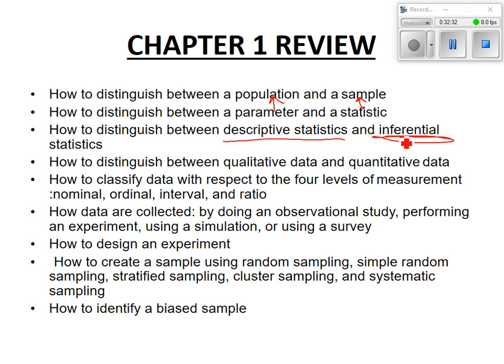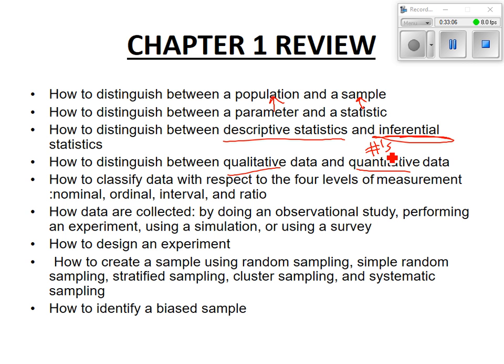How to distinguish between qualitative and quantitative. What's qualitative? Quality. Just a quality, right? What's quantitative? Quantity. Some kind of numbers, probably. Now remember, just because it's numbers, does that automatically mean it's quantitative? No. Like your Social Security number. Is that qualitative or quantitative? It's a quality, right? That's just a number to represent you.